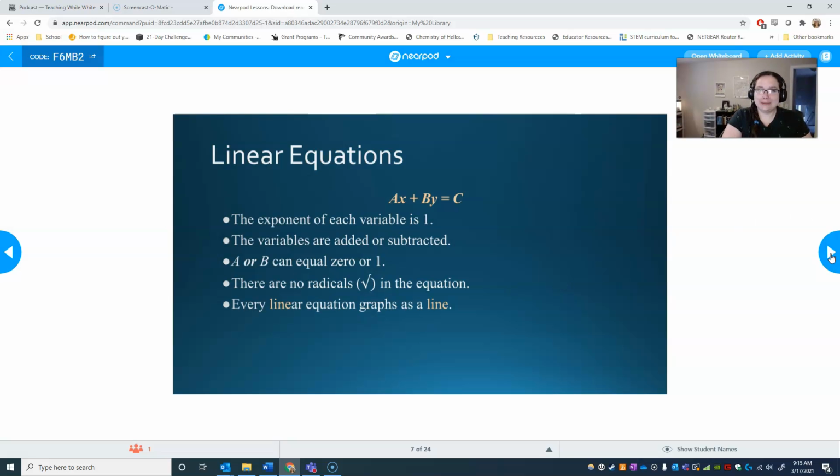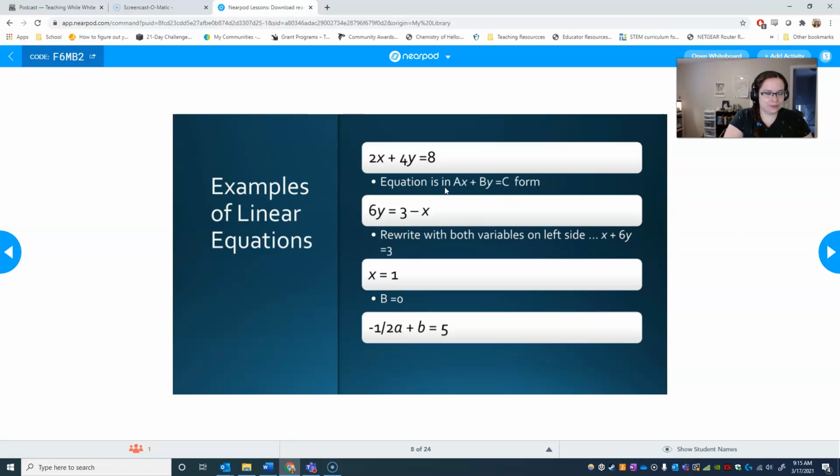So let's look at some examples of linear equations. Here we go, 2x plus 4y equals 8. The exponents are all 1. Nothing's squared, nothing is cubed, and our variables, x and y, are added together. For the second one, nothing here is squared, nothing is cubed, there's no square roots, no radical signs, and everything is added or subtracted, so that's good too.